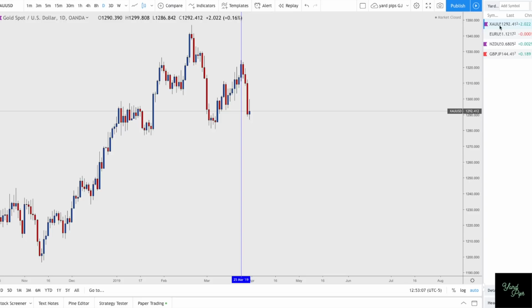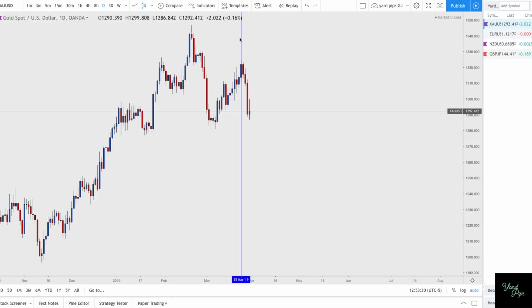We're going to be breaking down four pairs: Gold, Euro USD, NZD USD, and GBP JPY. The reason I'm not doing GBP USD is because I prefer to trade GBP JPY over GBP USD, and it's basically the exact same thing. Check the correlation, don't be lazy, research it, you'll find it out.